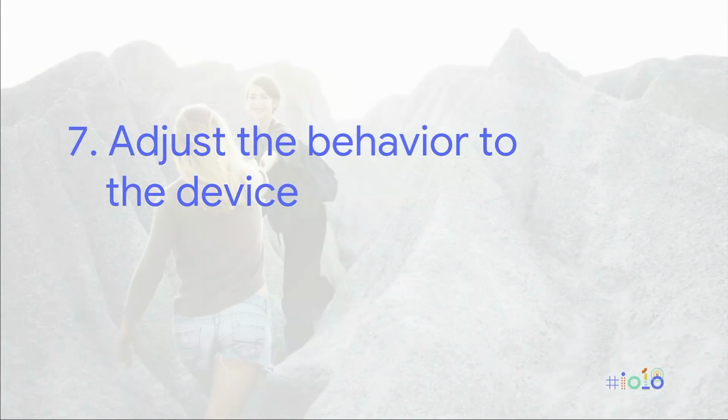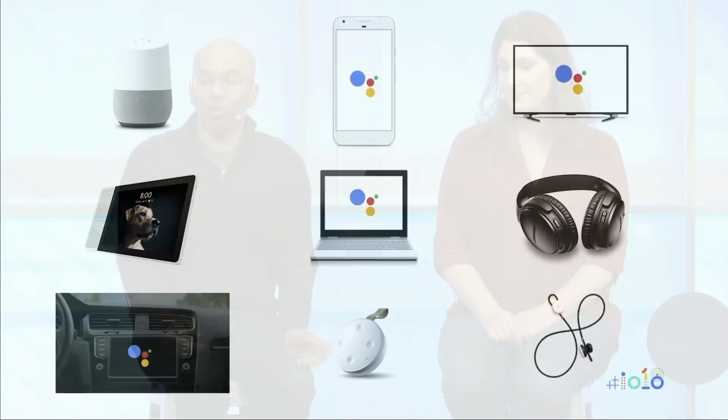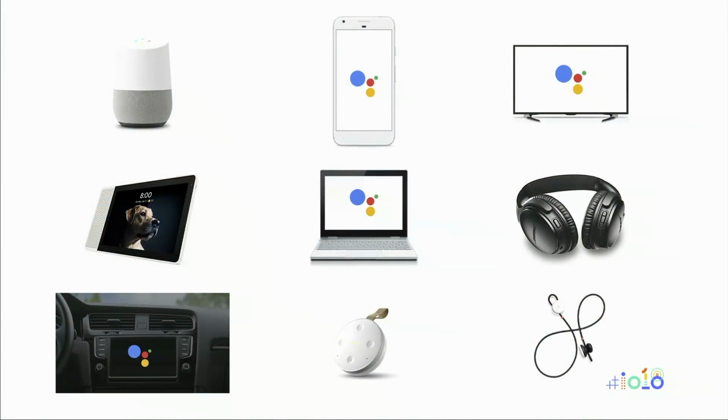Tip number 7, adjust to your device. Earlier at I/O, we mentioned that the assistant is on over 500 million devices. Smart speakers, phones, watches, headphones, Chromebooks, cars, TVs. And with the Assistant SDK, device makers are embedding the assistant in more devices all the time.